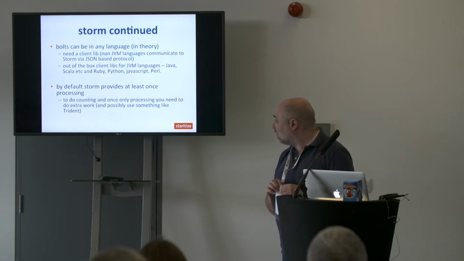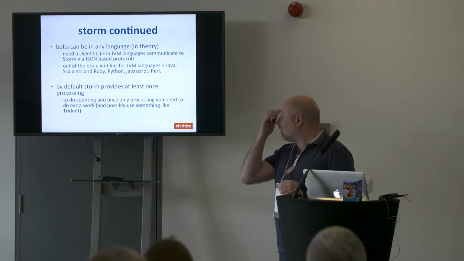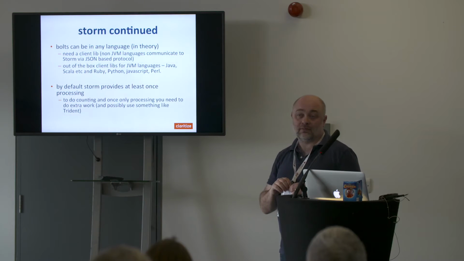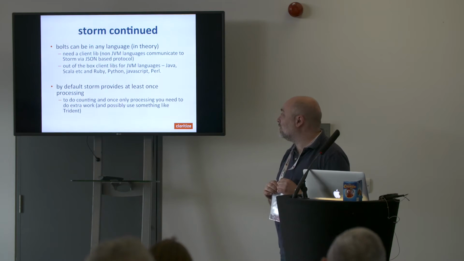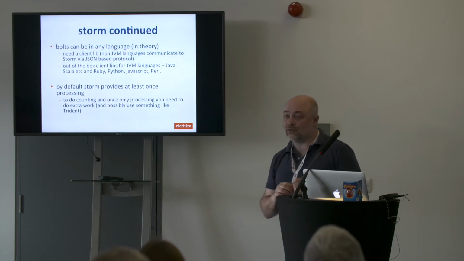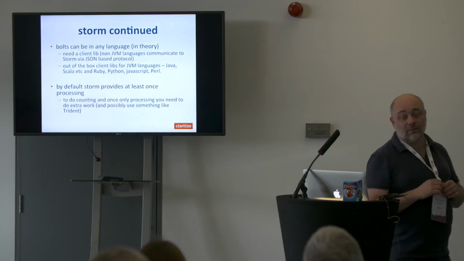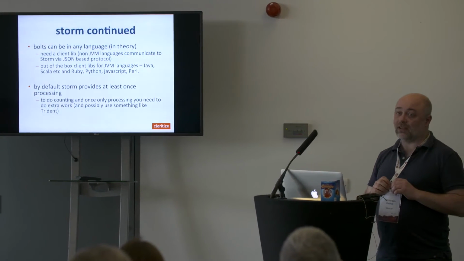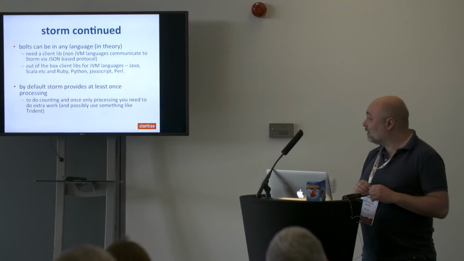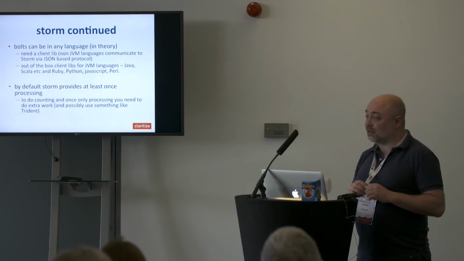Okay. And the thing that kind of messes with my head a little bit is this concept that Storm really provides what they call at least once processing, which is that Storm kind of guarantees that everything will be processed at least once. And if you want only once processing, you actually either have to do the calculations yourself to make sure you're not over-processing, or you need to use a technology like Trident.